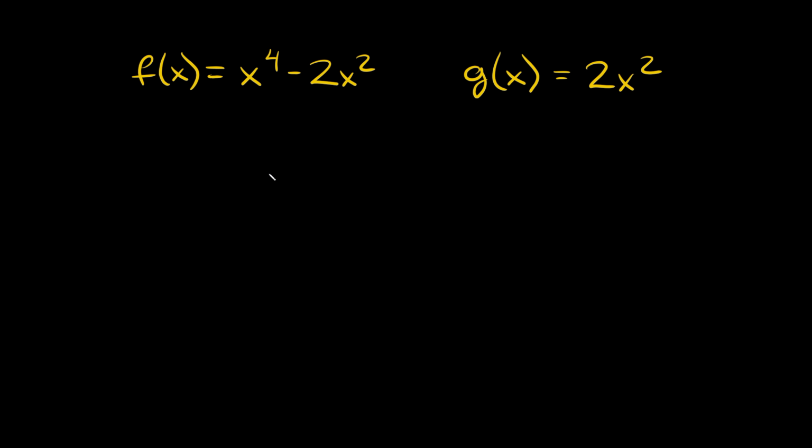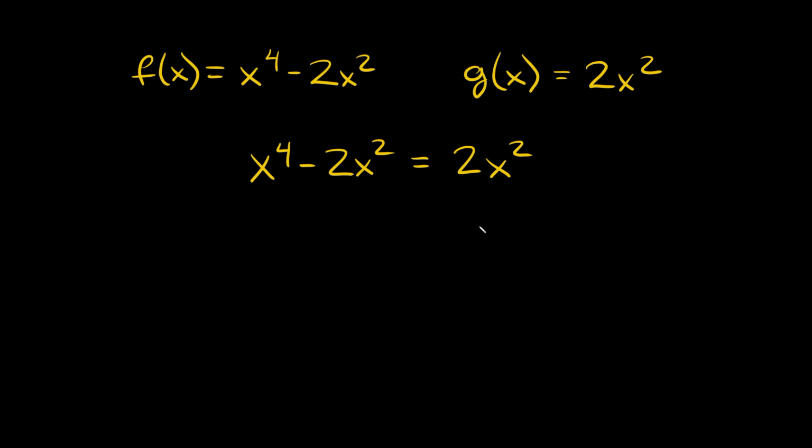Let's try a couple more here. Again, we just want to figure out which values of x make f of x equal to g of x. To do that, we need to set these two equations equal to each other. So we're going to say here that x to the 4th minus 2x squared is equal to 2x squared. As you can see, we again have a bunch of x terms, so that probably means we're going to have to factor this to solve for x again.